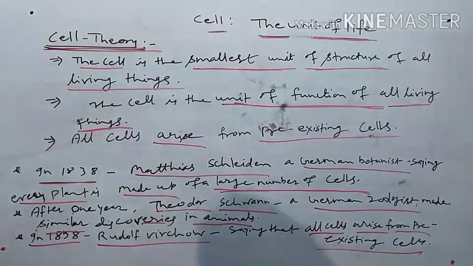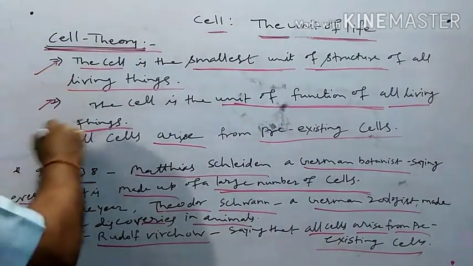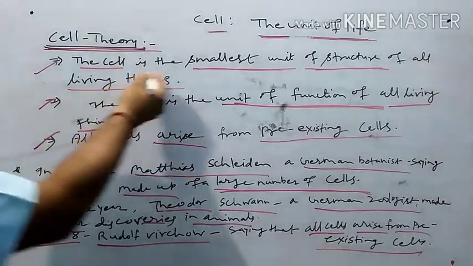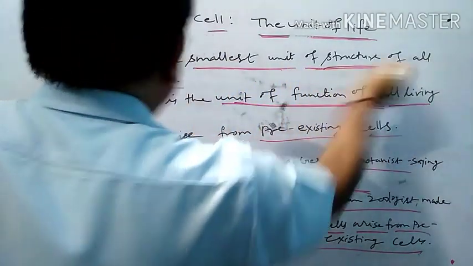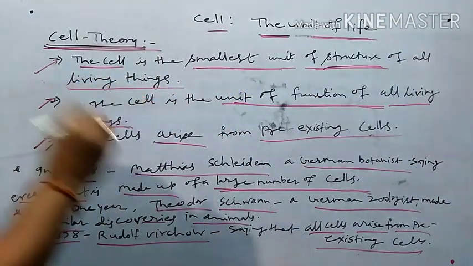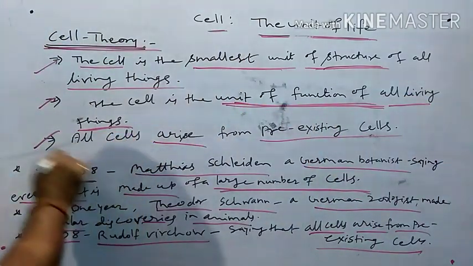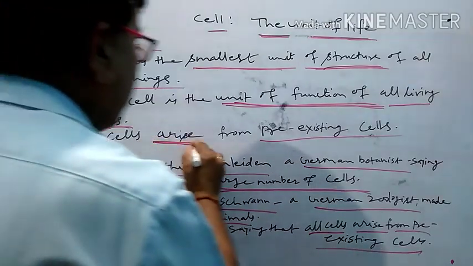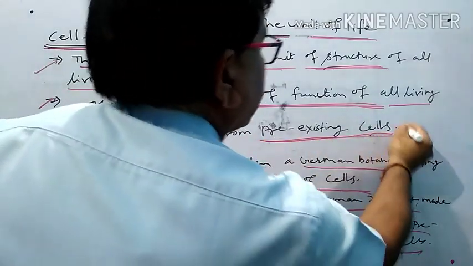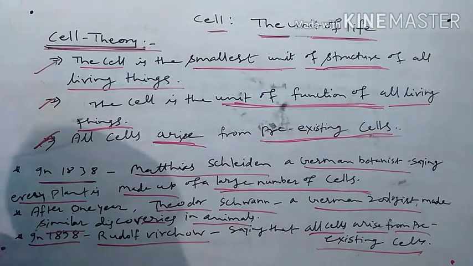According to cell theory, there are three points. First, the cell is the smallest unit of structure of all living things. Second, the cell is the unit of function of all living things. And third, all cells arise from pre-existing cells. So it is called the cell theory.